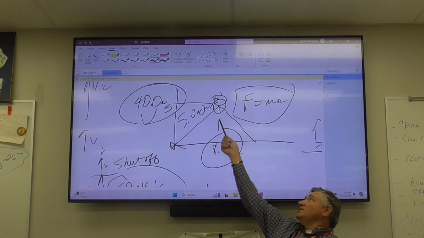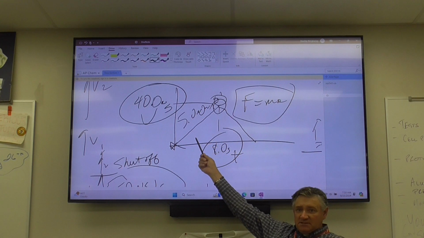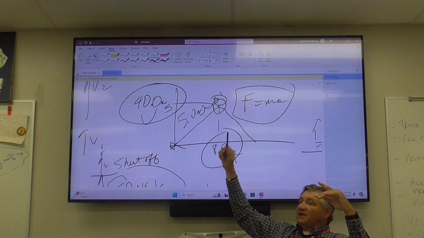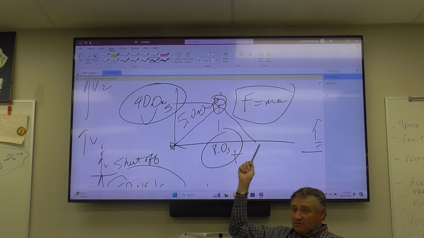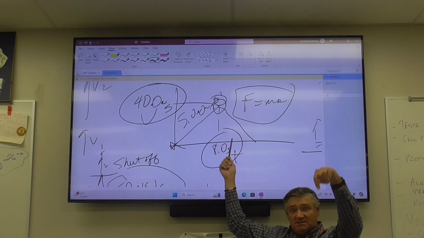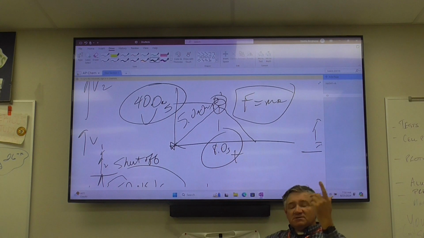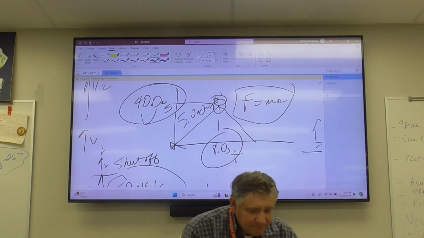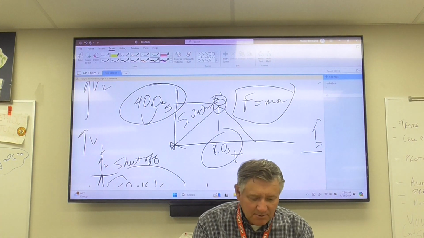So initially, you had a positive force acting on the rocket, creating a positive acceleration. You shut off the rocket engines, the only force left acting on it is gravity. Now, that gravity is a negative force because it's acting downward, and it's going to create a negative acceleration, which is going to make that rocket slow down. So there you go.